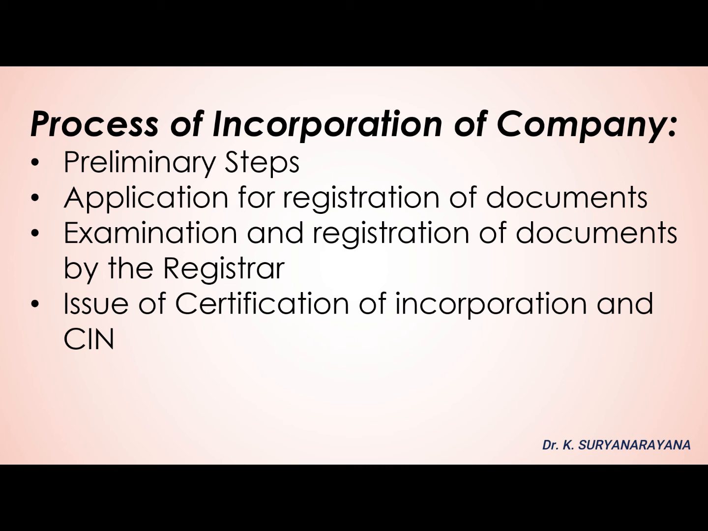Acquiring declaration as to compliance with the legal requirement. A declaration in form number INC 8 should be acquired by the promoter of the company. Getting affidavit from subscribers and persons named as first directors. A promoter must also acquire an affidavit in form number INC 9 from every subscriber to the memorandum and from individuals who are named as the first directors in the articles of association.